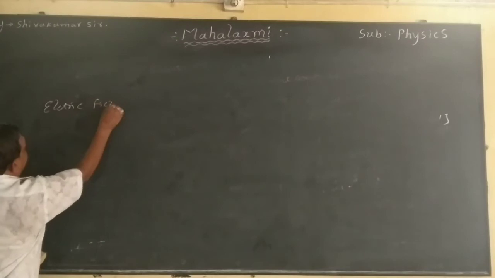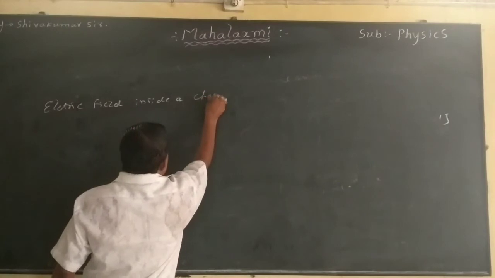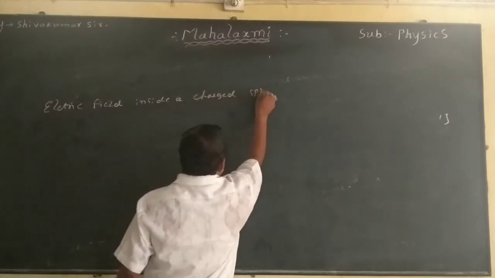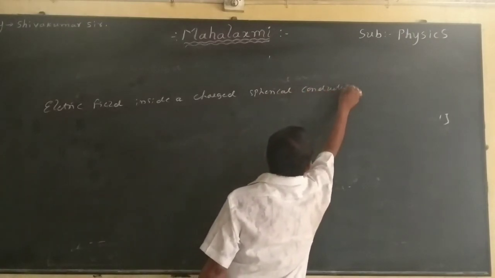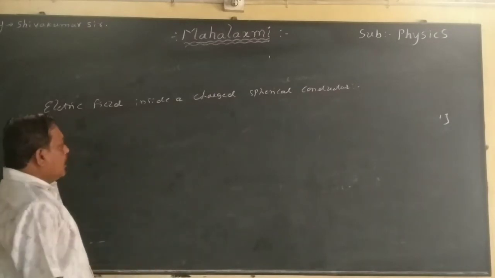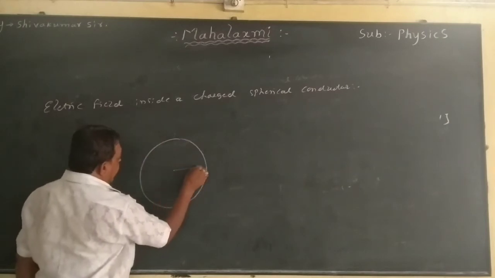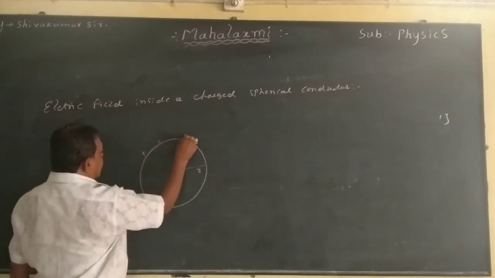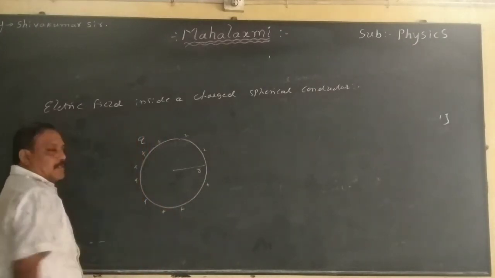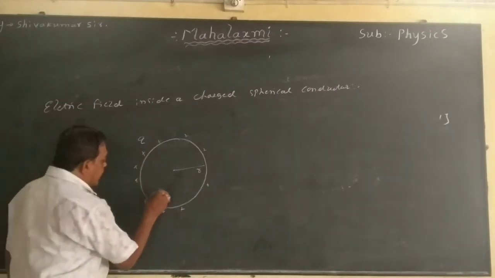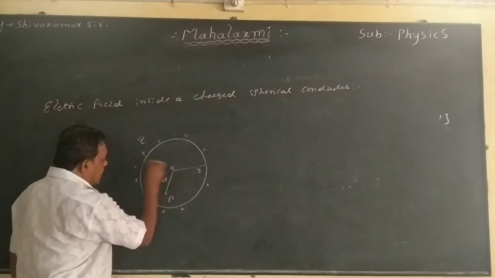Electric field inside a charged spherical conductor. Now this is the conductor of radius r. Charge is given to it. The charges are uniformly distributed. Basic concept, Q amount of the charges. I take the point P inside. Now this is the point P which is at a distance d meter apart from the center O.